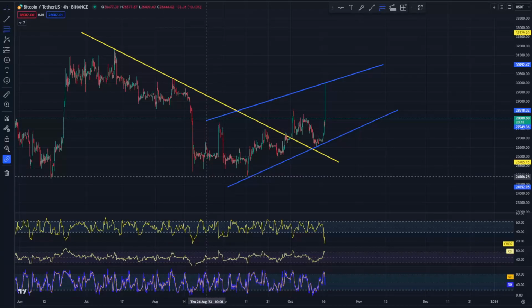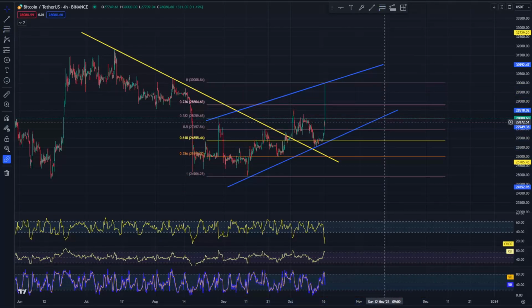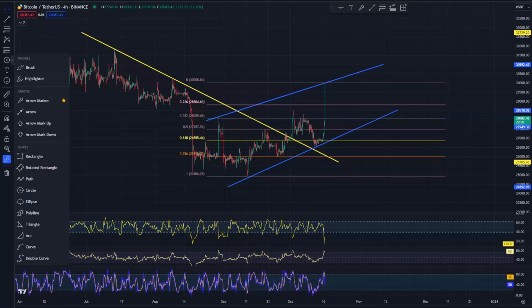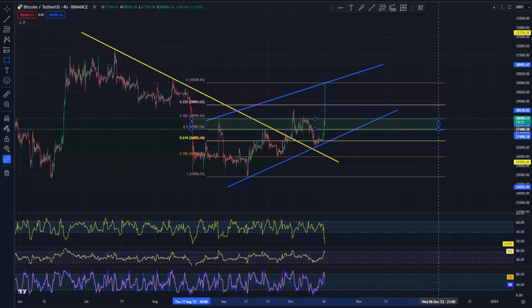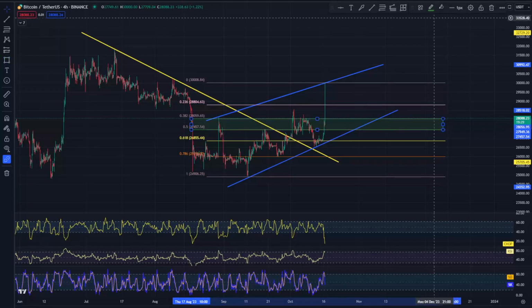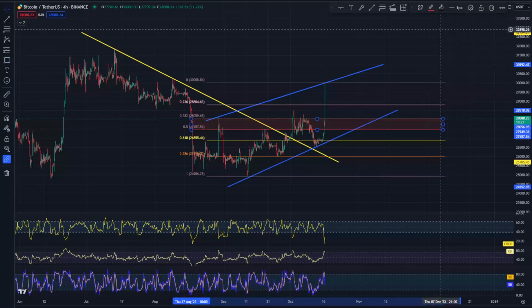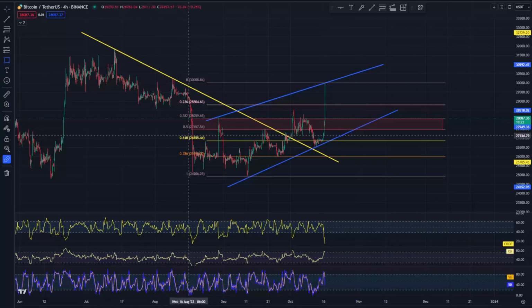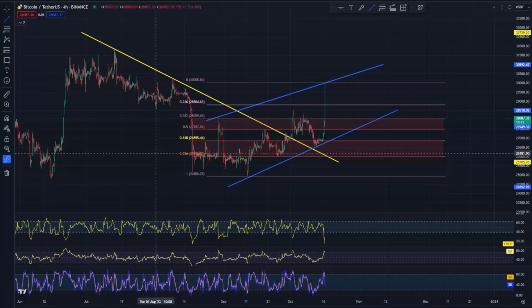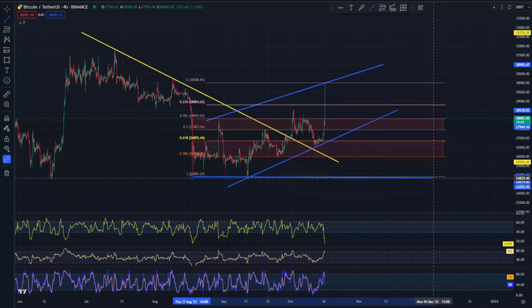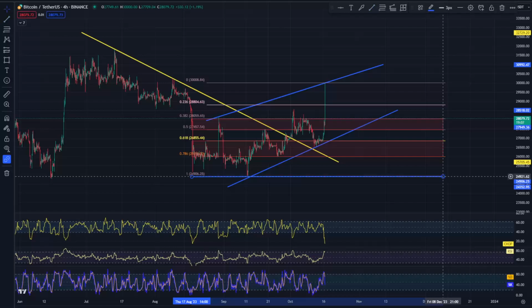Now we can move on to marking support places in case the correction starts to deepen. And here you can see that after a dynamic upward movement, the price returned to the support zone from $28,056 to $27,457. But if we break below this zone, there is a second zone from $26,858 to $25,997. And then we have support at $24,921.